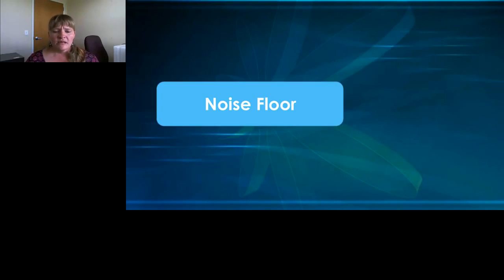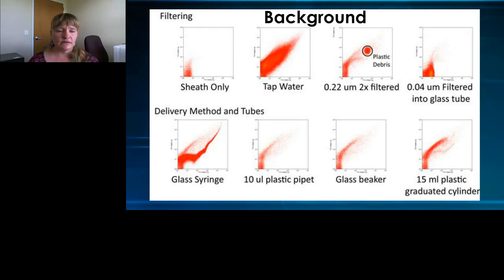The noise floor might be affected by numerous particles, as seen in the particles in the sample or sheath media. As seen on this histogram here, we have 2 different backgrounds. One is caused by filtering and the other is caused by delivery methods, for example tubes. If you see a lot of red, it means we have a lot of background. With the sheath only, there are small particles located on the left-hand side. Tap water is very heavy in particles.